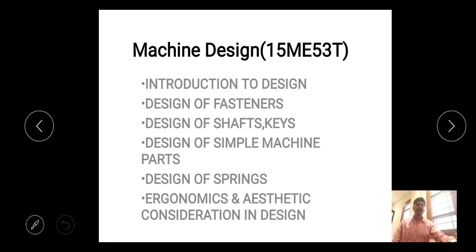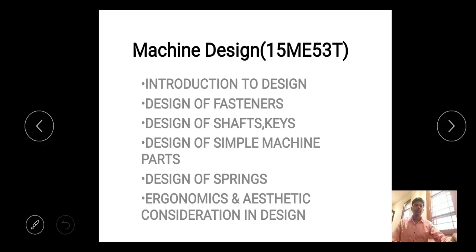So I'll be handling the machine drawing subject for you, that is of code 15ME53T. Okay, so it is almost all problems. It is 80 to 85 marks of problems and 15 to 20 marks of theory. So we'll briefly discuss what all things are there here: in this subject, what chapters you are having and what the marks weightage is.